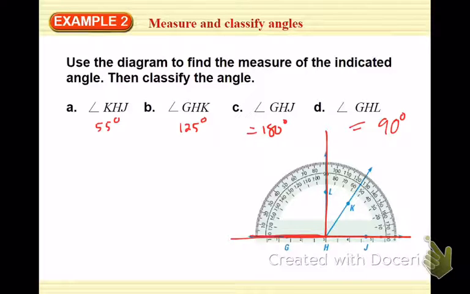So if we were to classify them, I said them as we went through. This would be an acute angle. This would be obtuse. This would be straight, and then this would be a right angle. Okay? All right.